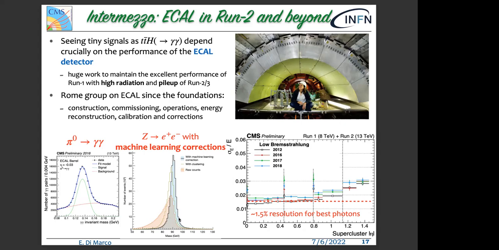This was using Higgs to gamma gamma as a first application, but now it's used everywhere in CMS. So even for jets, for example, for the Higgs to b b-bar channel. And here you see that we managed, with tough work in round two, to have the same level of calibration precision as round one, which has been a challenge.